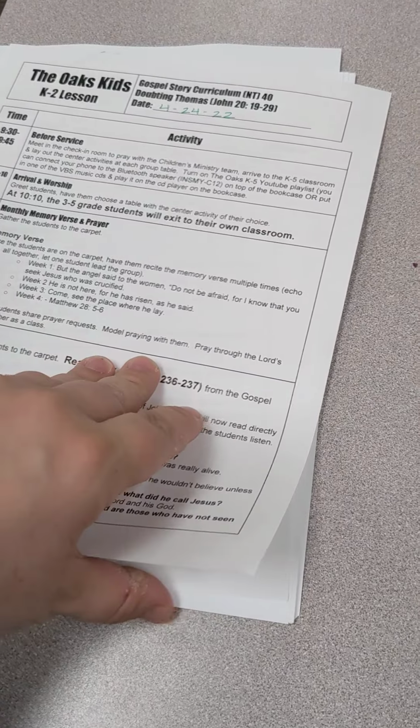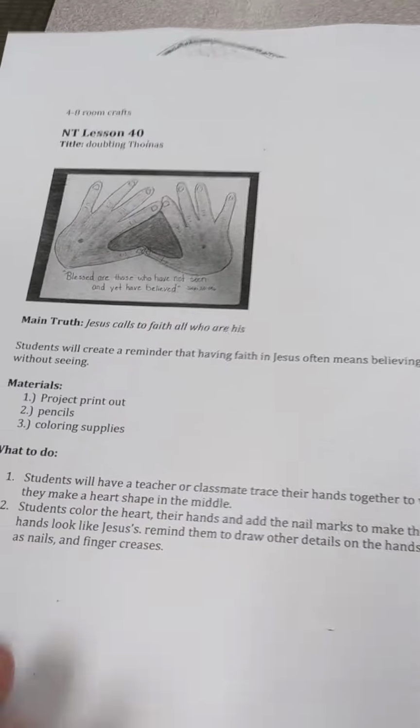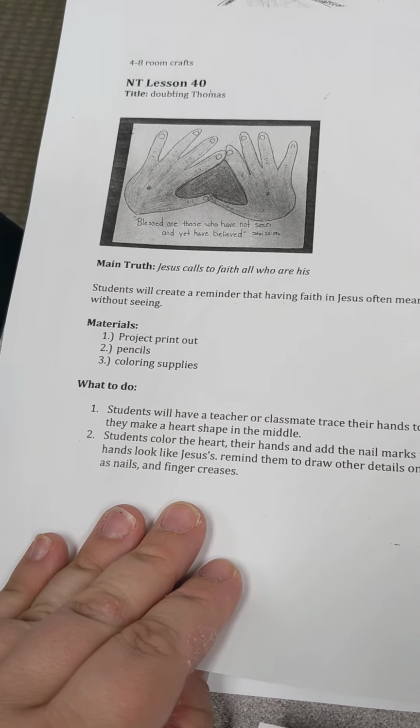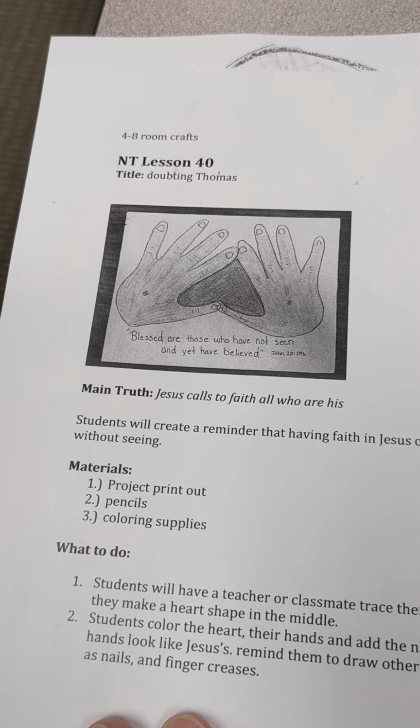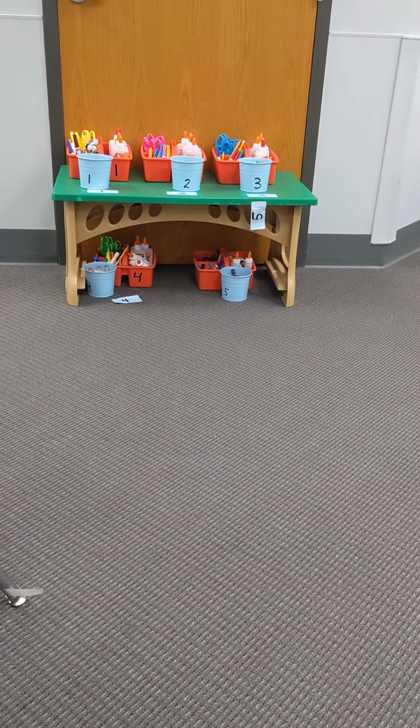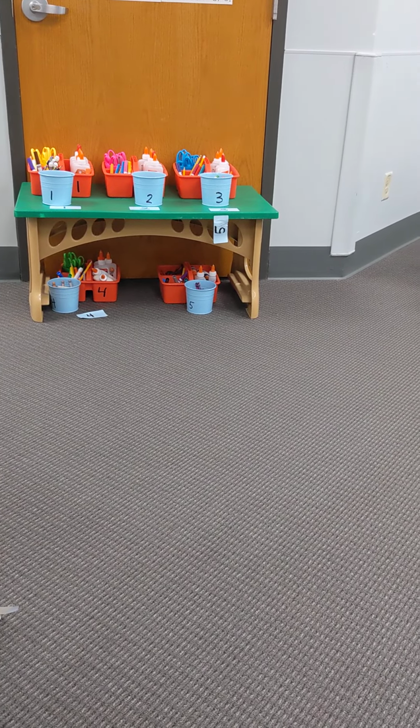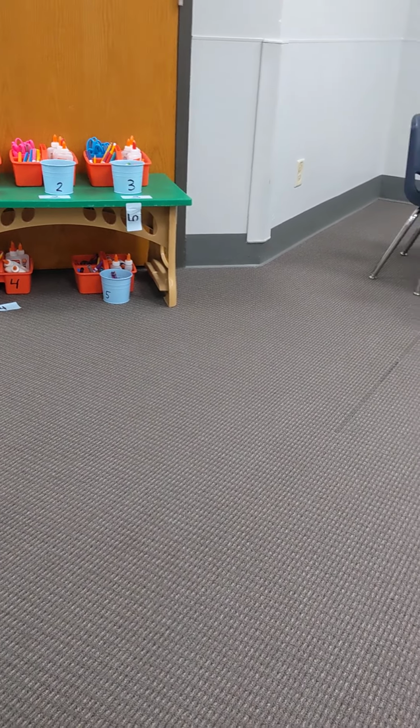The craft for this week is this craft. There is a direction sheet for how to do it. Every group will need their materials, which every table is numbered. So you see that's table number 3, and the materials are right over there. So one person from the table would go and get their material box and cup for their table so that they can have what they need for their craft.